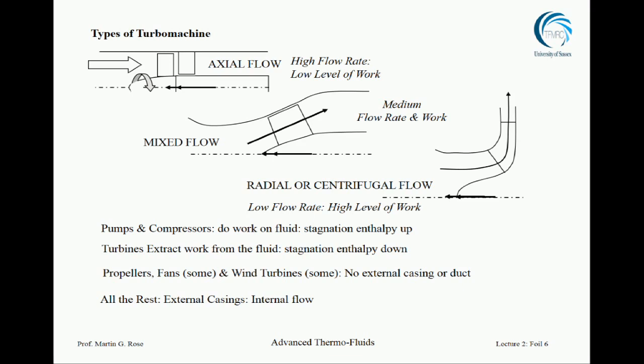In the middle we have the mixed flow machine, which is quite a rare beast. There are a number around, but nothing like as common as the two extremes. But the mixed flow machine in the middle has the flow travelling on the surface of a cone. So it's a conical flow. The radius is increasing, but the fluid is also moving axially. They can be very efficient. In the pump industry, the mixed flow machines are the most efficient designs. They have a medium level of work and a medium level of flow, as you might expect.